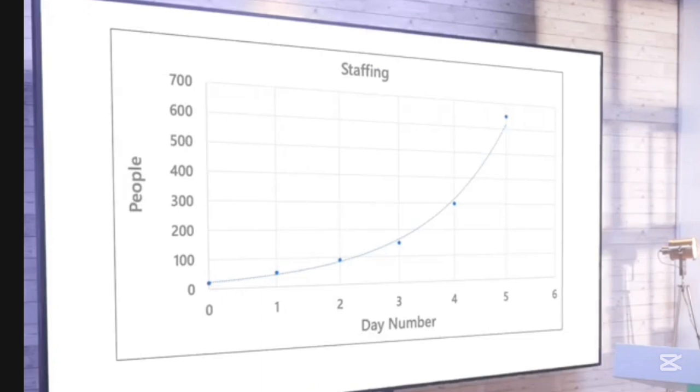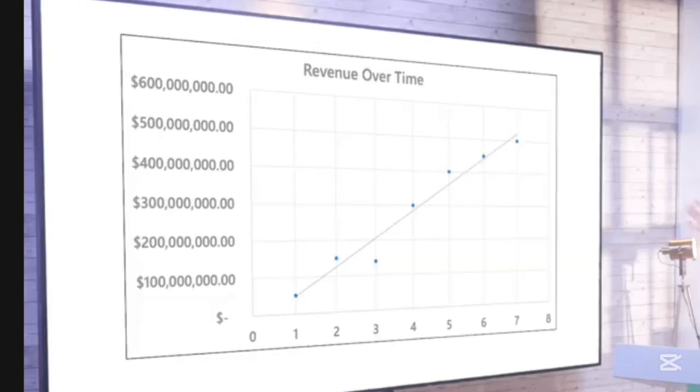Here is an example of an exponential trend line. This type of trend line is curved to show data rising or falling at constant rates. And this is an example of a linear trend line. This trend line is used to show simple linear data sets.